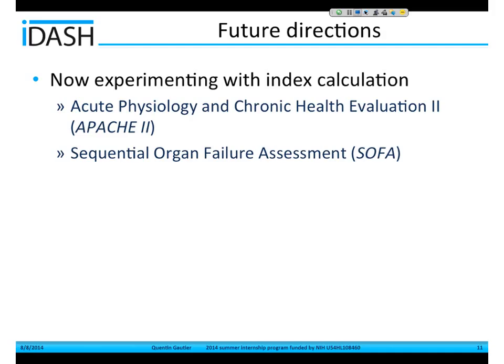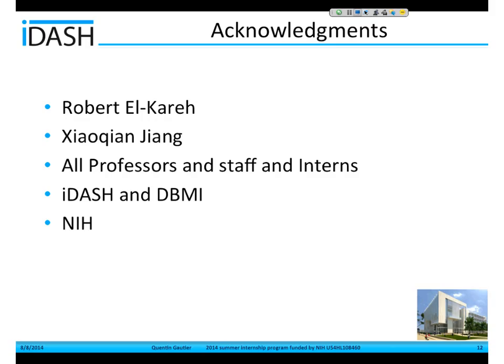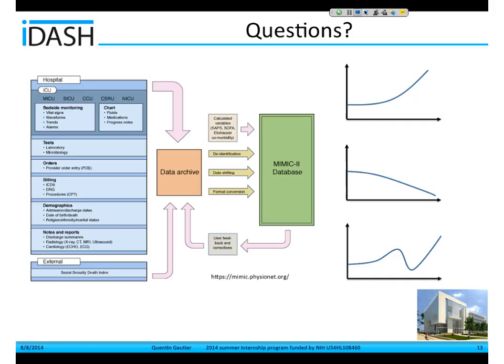And so for the future, we started to look at, instead of clustering, maybe trying to calculate an index from those clinical features. This index could be based on the APACHE II score or SOFA score, which are indexes used in the ICU to quantify the severity of an illness. So they are used already, and this is an example of a SOFA score calculated for each day for a few patients. And so we could plot some curves based on these scores and try to analyze the shape of these curves to determine outliers and identify those cases.